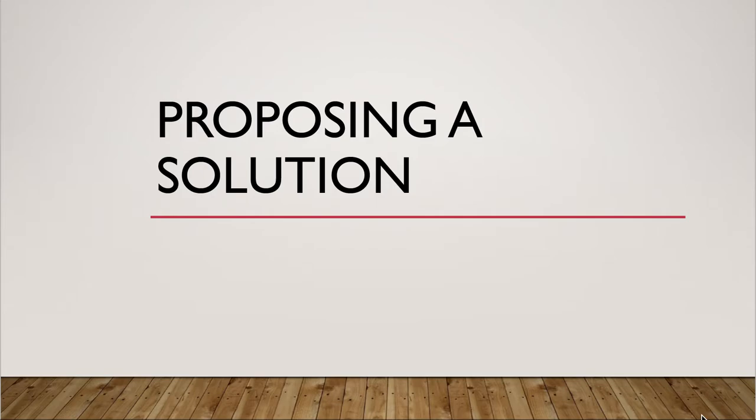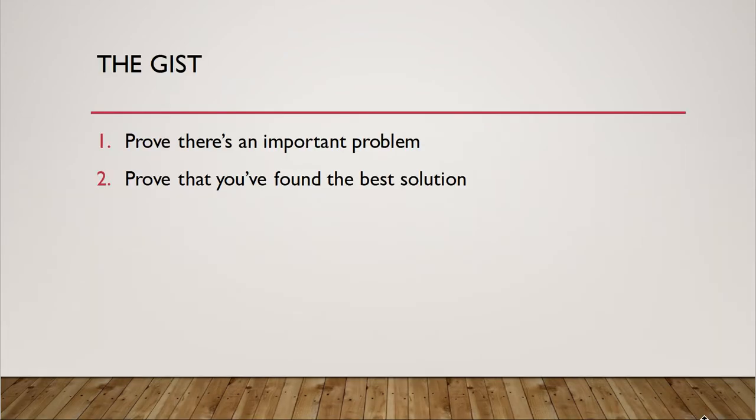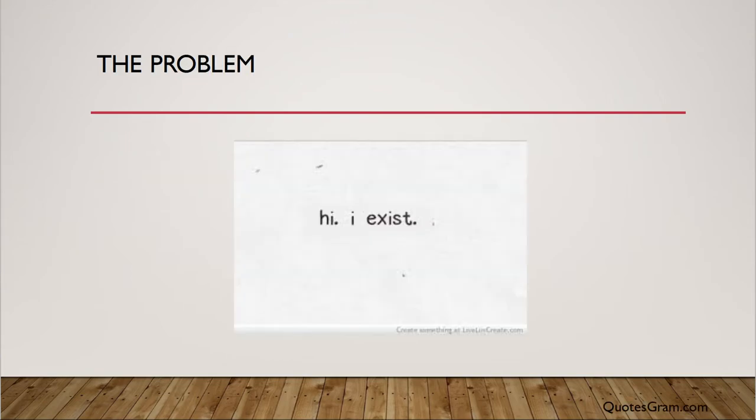So you have a problem solution essay or a proposing a solution essay to write. Here's the gist of what you're supposed to be doing. Basically, you have to prove two things. First, you need to prove that a problem actually exists and it's important to solve it. After that, you need to prove that you have identified the best solution to the problem.